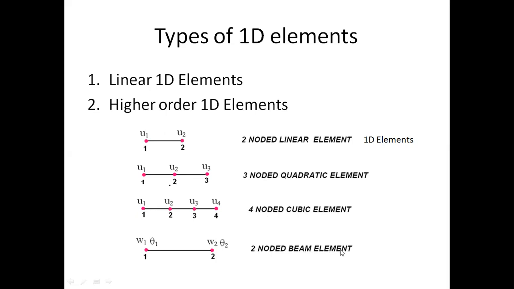Elements with angles are beam elements. It's also a higher order 1D element. Next, the three noded quadratic element and four noded cubic element. These are higher order 1D elements. It's also a 1D element, but a higher order 1D element. This is the types of the 1D elements.